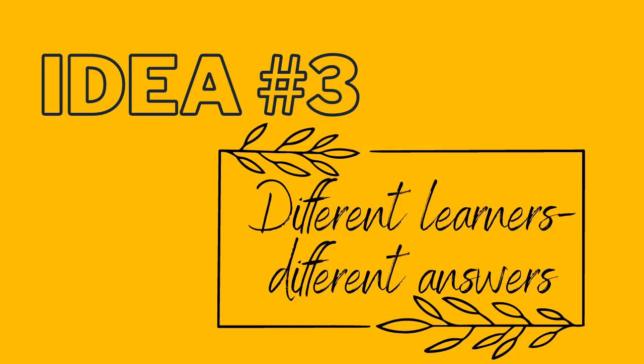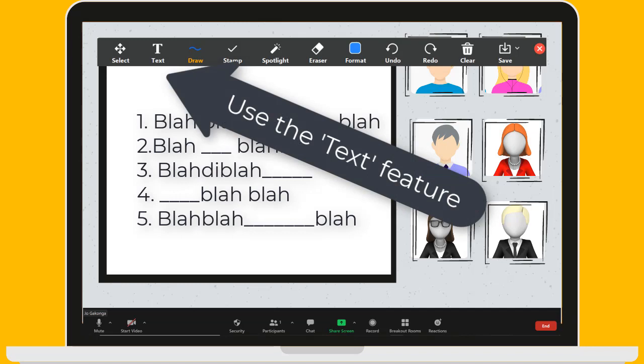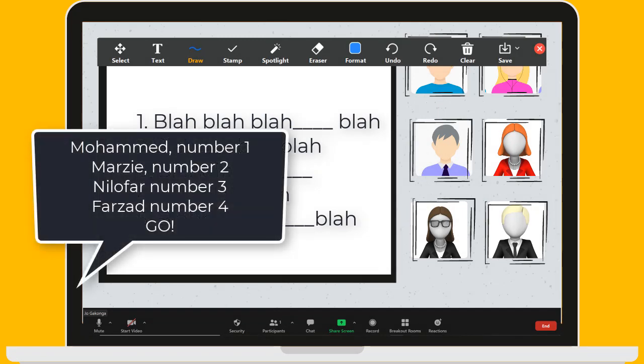Idea number 3, use the text annotate feature. Another great idea, if you've got text where you've got gap fills or smaller bits of text to fill in, is to give individual learners individual questions to do. So you've got an exercise here with 5 gaps. Mohammed, you do number 1, Marzi number 2, Nilafar number 3, Farzad number 4, go.